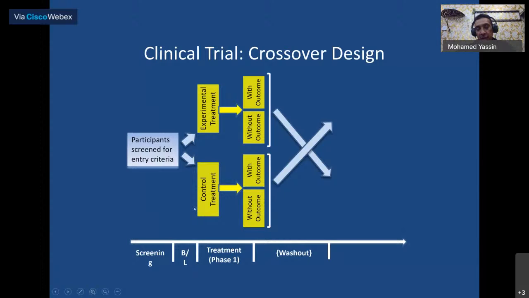If he received drug B and then I want to randomize him to drug A, then I have to do the washout and move to the other one. This kind of trial, we call it crossover design.